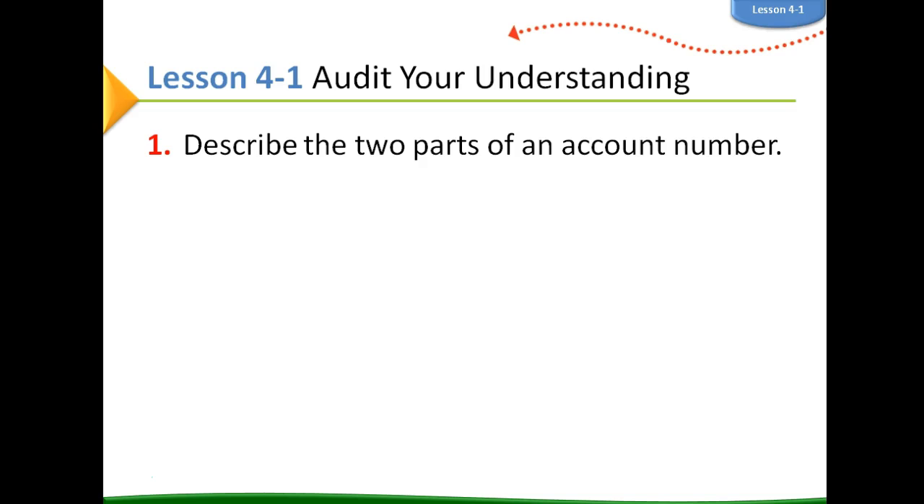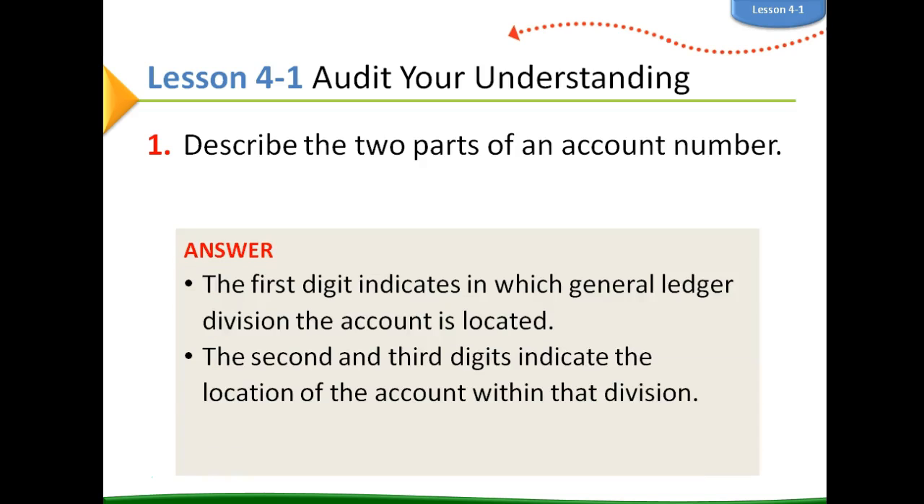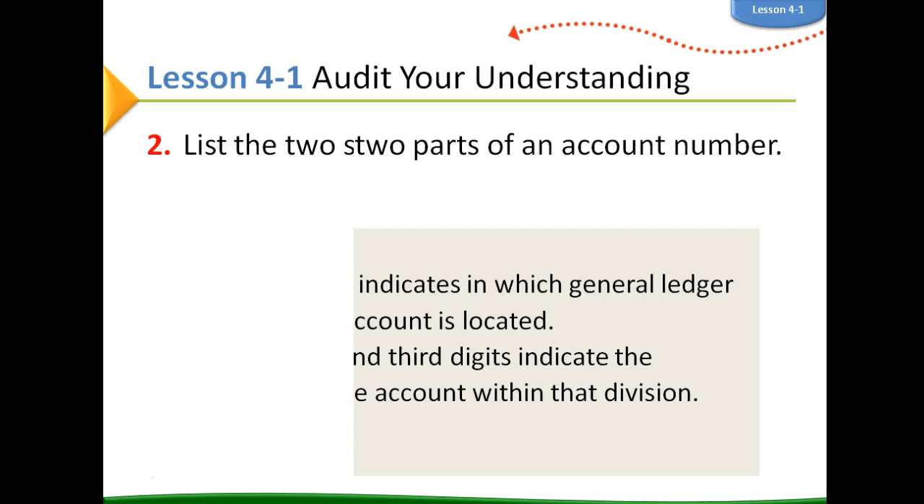All right, so describe the two parts of an account number. Again, the first digit tells us the general ledger division where the account is located. And so we are saying that those 100 level accounts are assets, 200s are liabilities, 300 are owner's equity, and then we're looking at 400 for revenue, 500 for expenses. The second and the third digits then let us know where the account is within the division. And those numbers we'll just sort of get used to as we go along.